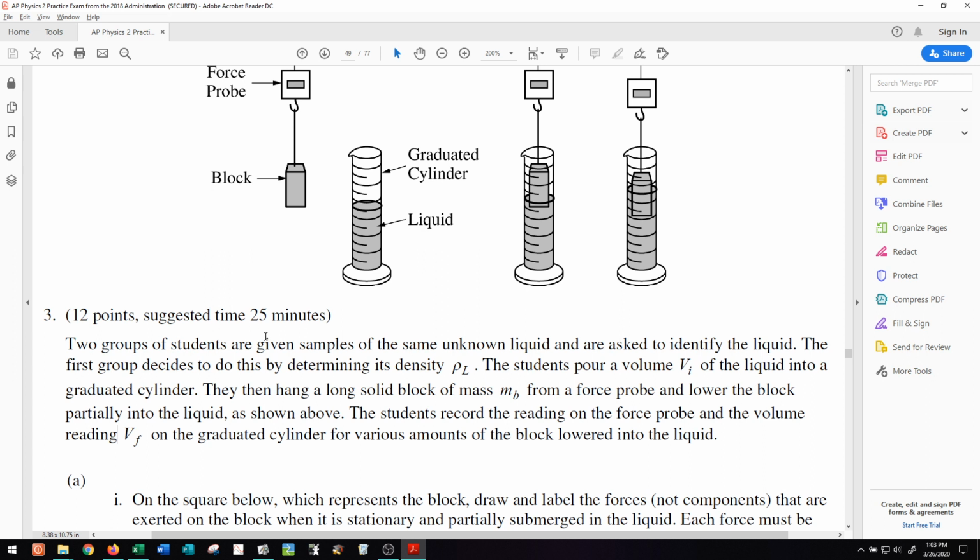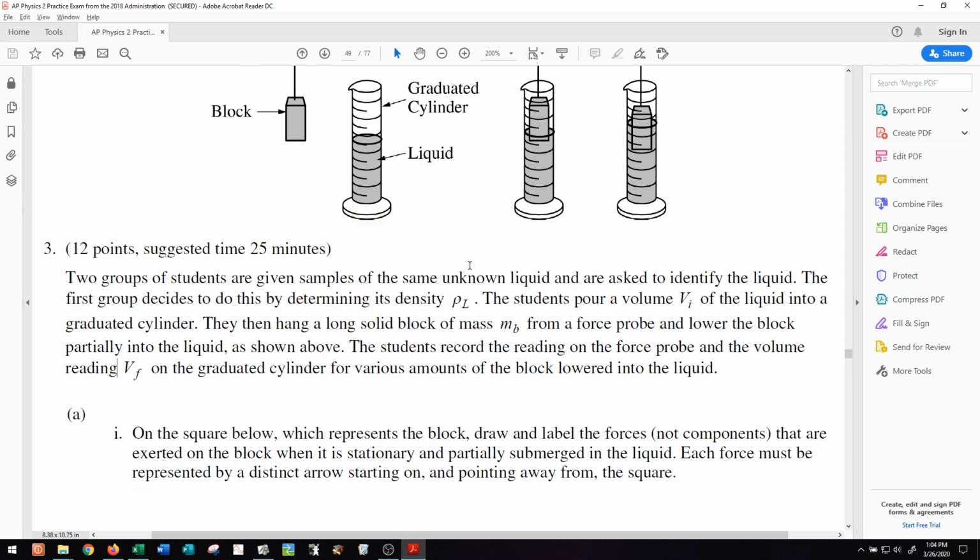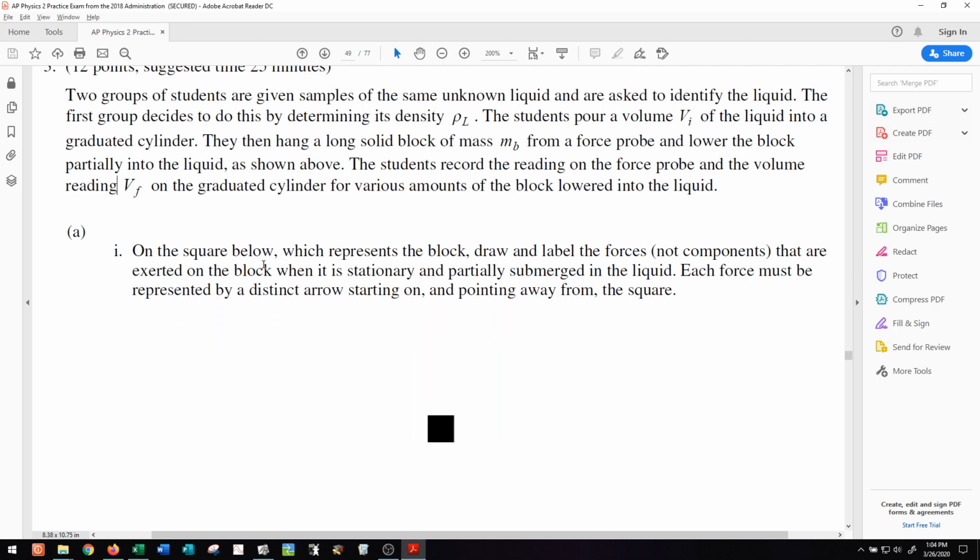It says two groups of students are given samples of the same unknown liquid and are asked to identify the liquid. The first group decides to do this by determining its density, rho L. The students pour a volume of liquid into the graduated cylinder, then hang the long solid block of mass M from a force probe and lower the block partially into the liquid as shown above. The students record the reading on the force probe and the volume reading V final on the graduated cylinder for various amounts of the block. So they're lowering this thing step by step into the water and recording the force at different volume levels.